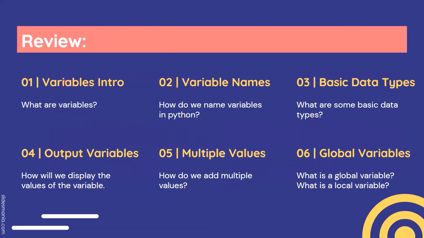So to review, we first learned about variables and what they are. Then we looked at how we name our variables specifically in Python, where we then looked at some basic data types and what different values we can put in variables. Then we learned about how to output our variables. Because we have a variable, how do we display that variable and the values in that variable? And then we looked at multiple values. So how do we add multiple values in our variable? And finally, we looked at global variables and local variables.